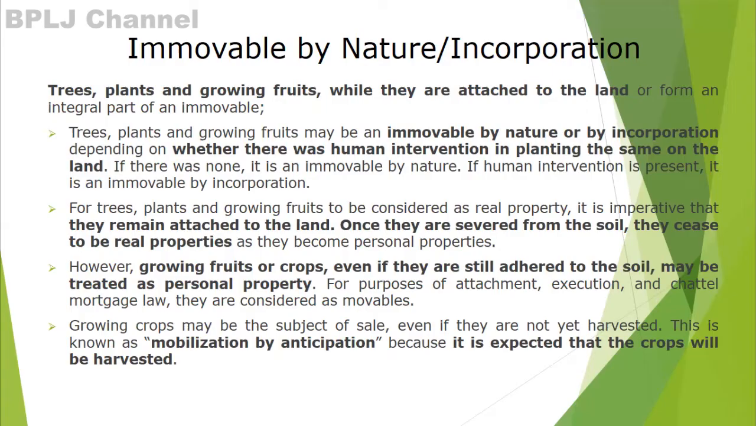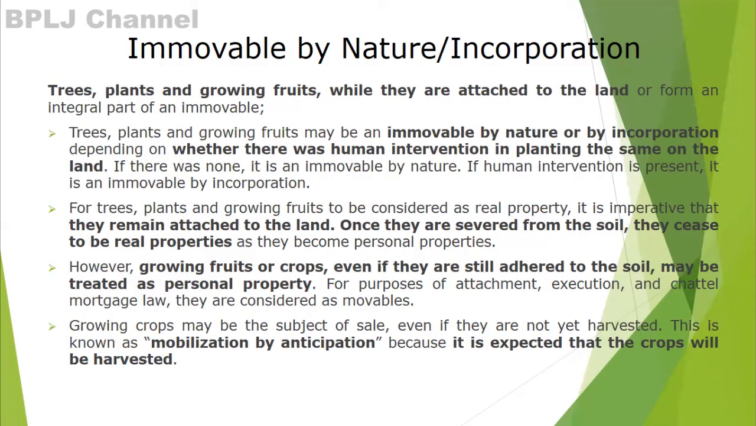Once they are severed from the soil, they cease to be real properties, just like a house or a building. Once they are removed from the land, once they are demolished, they cease to be considered as an immovable. They become personal properties. The same is true with respect to trees, plants, and growing fruits. However, with respect to growing fruits or crops, they are considered as a special kind of an immovable because there is that doctrine which is known as mobilization by anticipation.